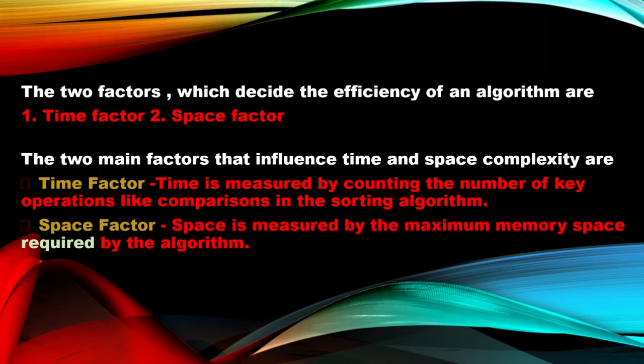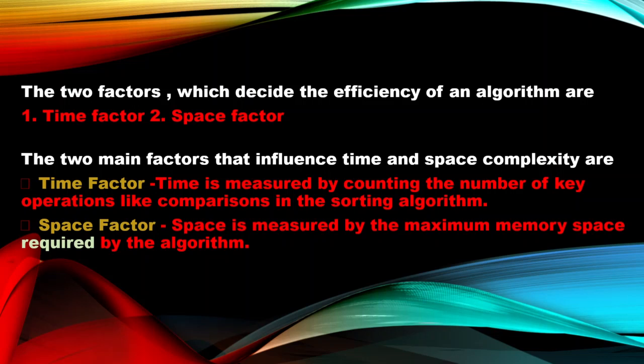Why do these two factors influence the space complexity and time complexity of an algorithm? We know that when we create a program, it is necessary that the operations should be performed very fast. So the number of key operations in an algorithm determines how much time it takes. So time factor is one of the factors that determines the efficiency of an algorithm.